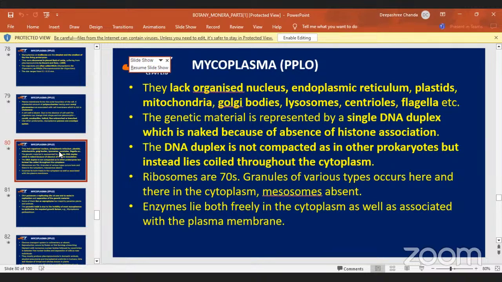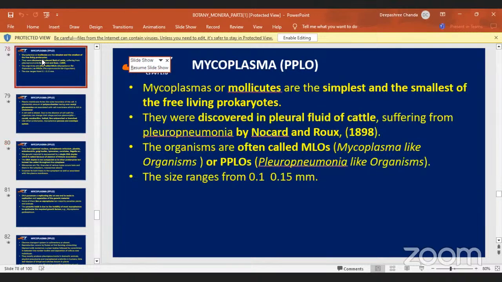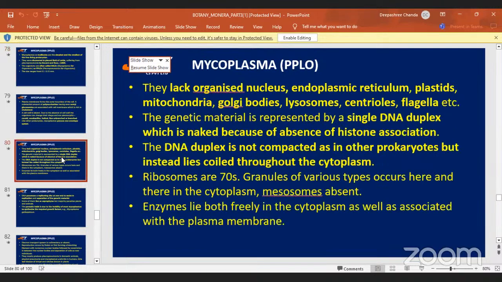Okay. So they lack an organized nucleus, endoplasmic reticulum, plastids, mitochondria, Golgi body, lysosomes, centrioles, flagella, etc. Why do they lack these? Because from the very first slide, we have learned that these are prokaryotic organisms. Remember that these are prokaryotes, not eukaryotes. So obviously they lack organelles like nucleus, endoplasmic reticulum, plastids, mitochondria, Golgi bodies, and so on.